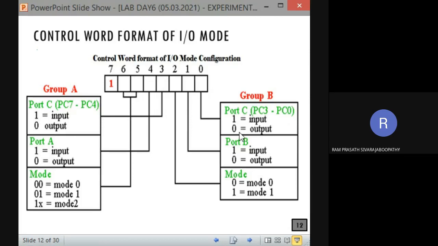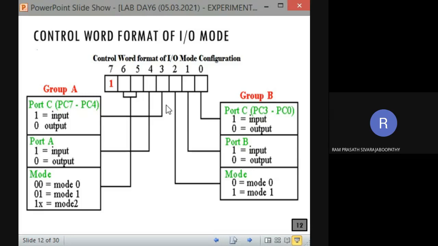Okay, now my question: to configure the entire port C bit as output, what about the condition of bit 3 and bit 0? Bit 3 must be 0 as well as bit 0 must be 0. Correct? If we substitute 0 0 for bit 3 and bit 0, the entire port C can be configured as output.